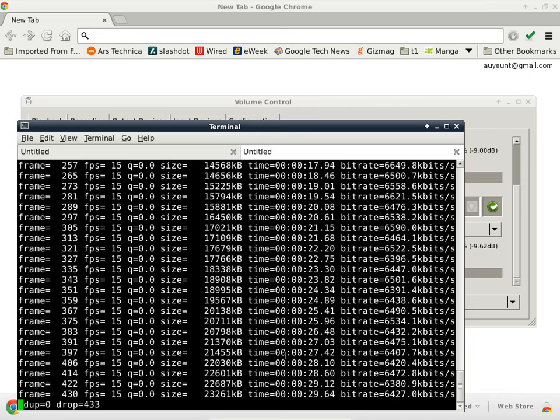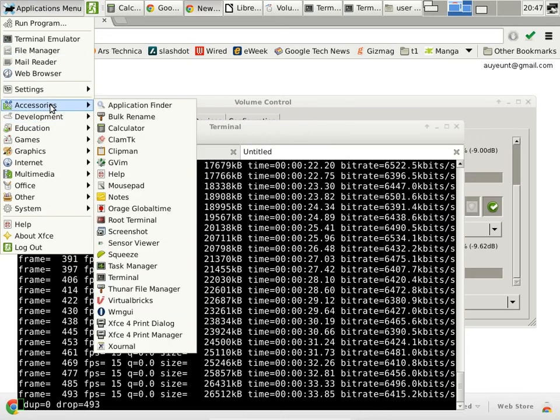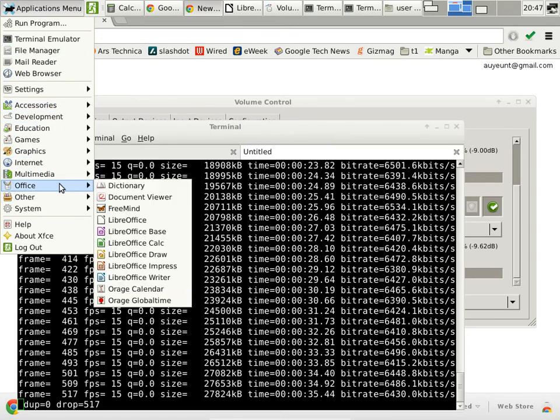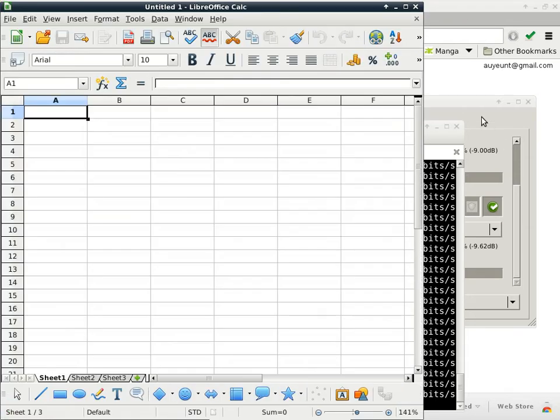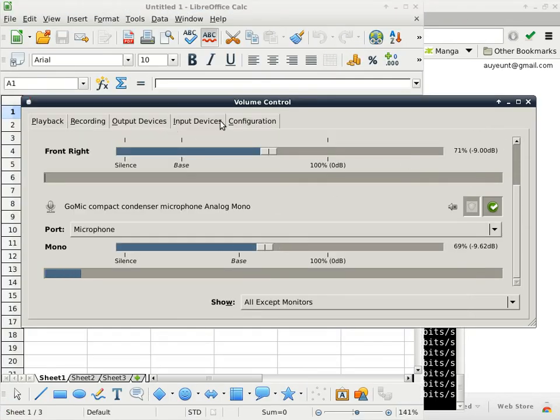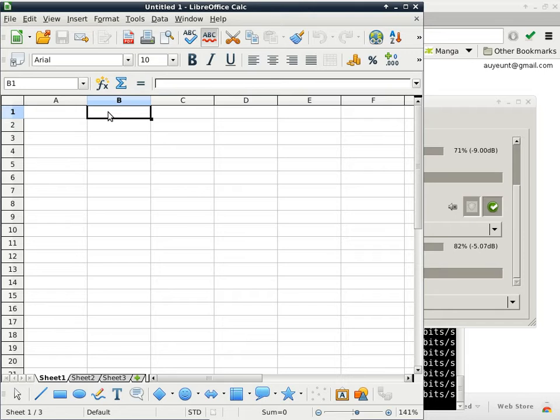For the last question, I can probably do the whole thing using just a text editor or spreadsheet. I think a spreadsheet is probably a better way to do it. All right, so here's a spreadsheet, and I'm just checking my input device to make sure the volume is about right. That's good.